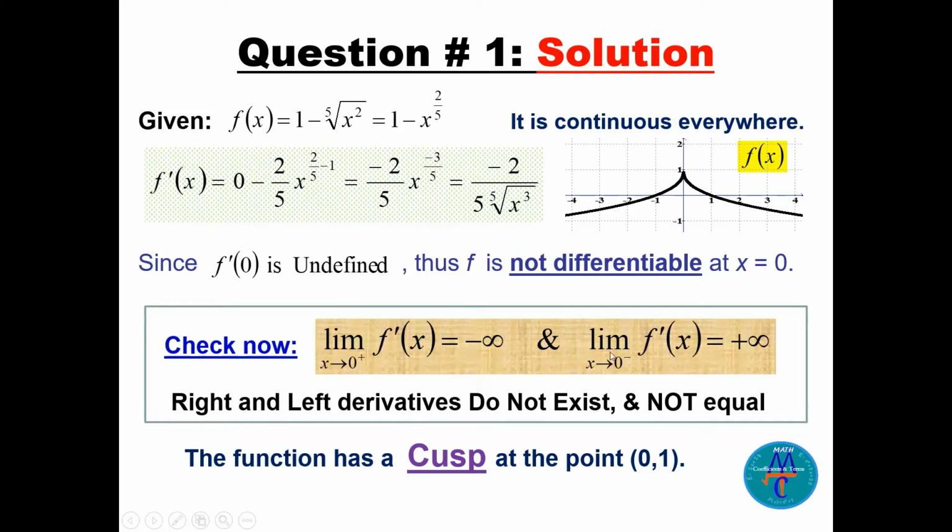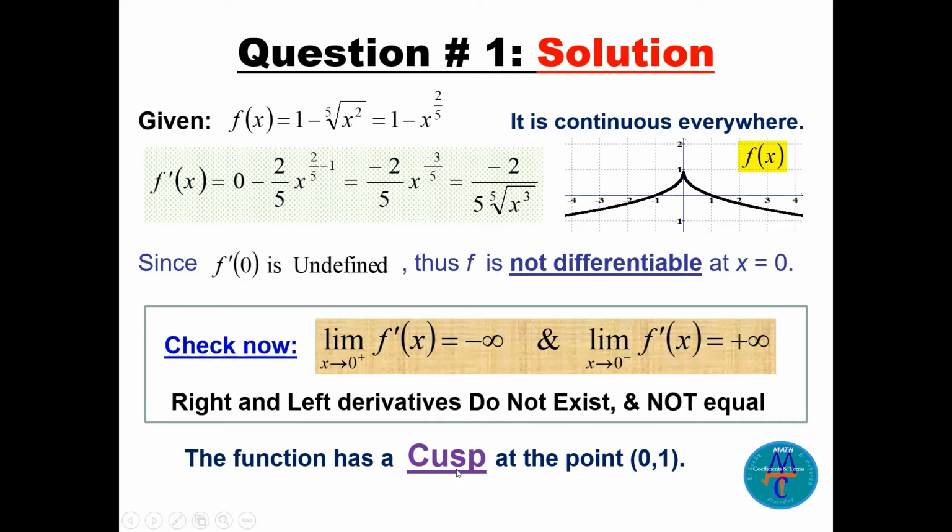Now, if you check the limit as x goes to 0 from the negative side, the negative x cubed, fifth root also will be negative, negative over negative will be plus infinity. So we see the right and left derivatives do not exist because they are infinities, and not equal also. Plus infinity and minus infinity are not equal.